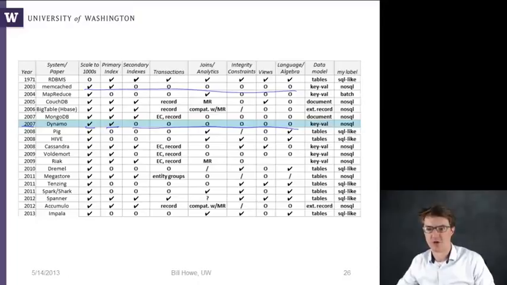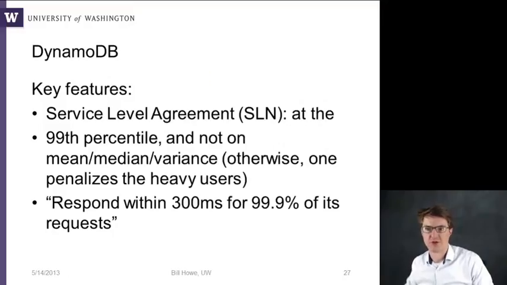Right. So what are some of the tricks it led to? Well, so some key features are that it has, so I'm talking in terms of DynamoDB, which is the implementation you can now go and use and pay for. One of the neat things here is that it offers a service level agreement on performance. And so at the 99th percentile, they promise to respond within 300 milliseconds for 99.9% of its requests.